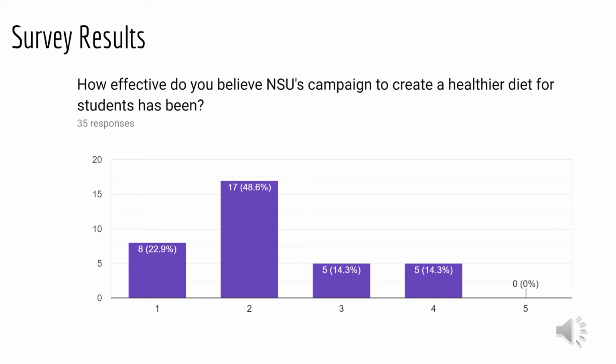The first question on the survey was, how effective do you believe NSU's campaign to create a healthier diet for students has been? NSU recently changed their dining hall to accommodate healthier options that students wanted. So we wanted to measure how much students felt that had changed and if it was effective or not, on a 1 to 5 scale. 17 students, the majority, felt that NSU's efforts were about a 2 for creating healthier options, and so this shows that it's not really effective. So if we do find acrylamide in the food, we have a stronger chance of creating change, because students are overall dissatisfied with the results.